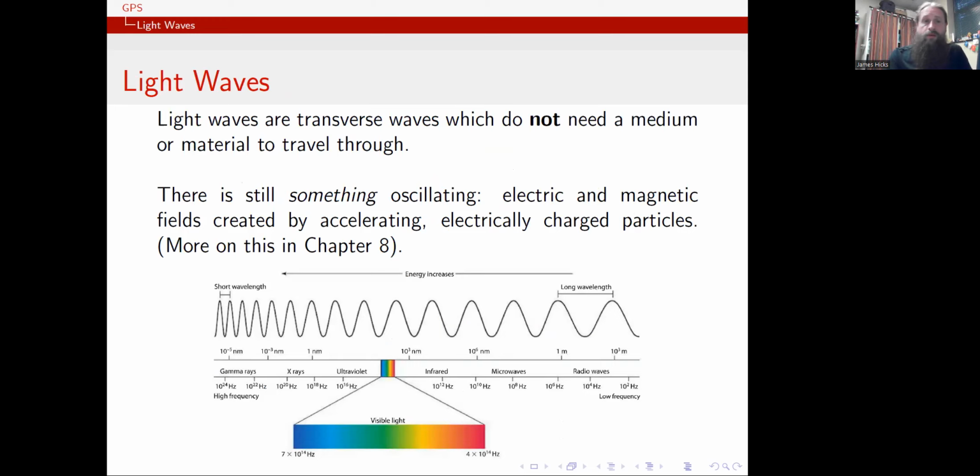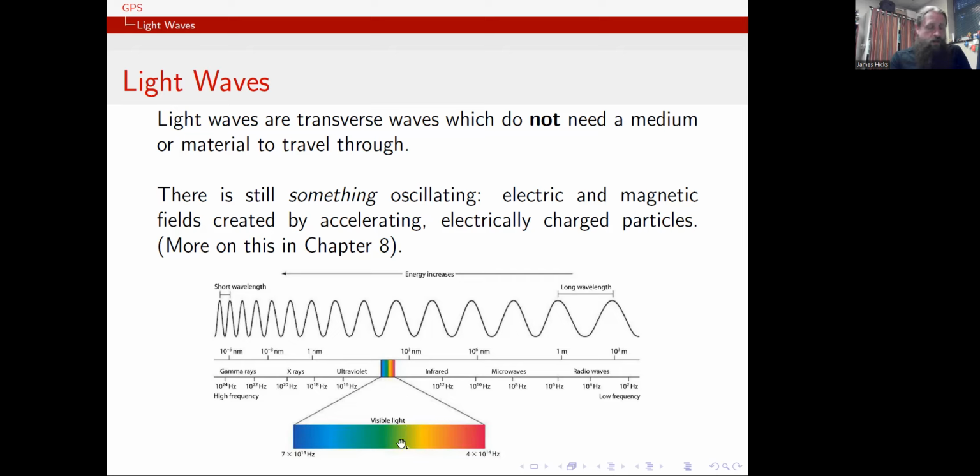So when we talk about light waves, we're talking about electromagnetic waves. Those don't need any material to actually vibrate. There's no medium required. You still have to have something oscillating, and those are electric and magnetic fields, which are created by electrically charged particles. Chapter 8 stuff.